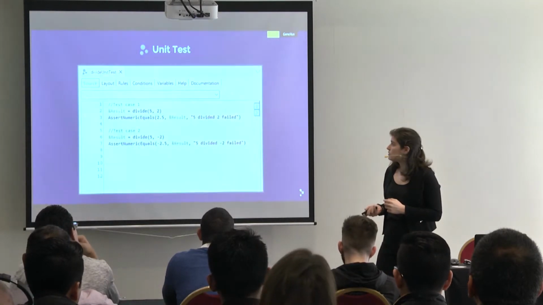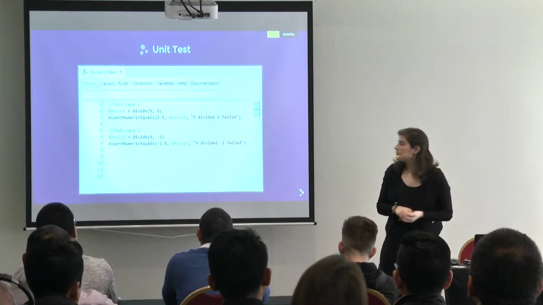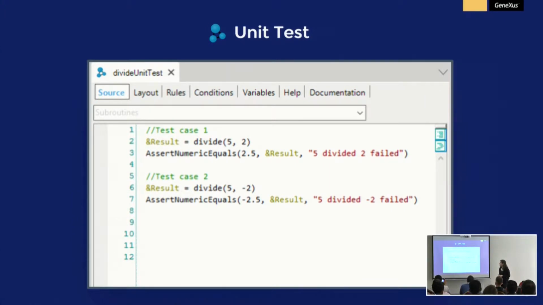So in order to give you a concrete example, let me show you this test of a procedure. The object is a special GeneXus procedure that you're going to program in GeneXus code. It's a divide, and in this case, what we want to test is two divide functions.